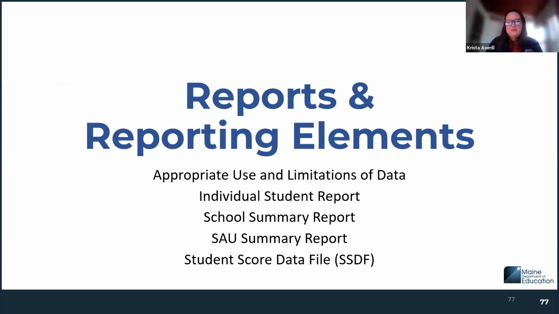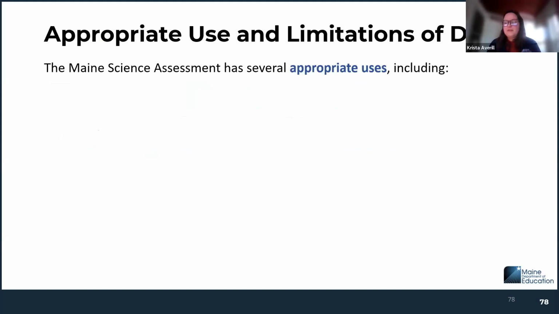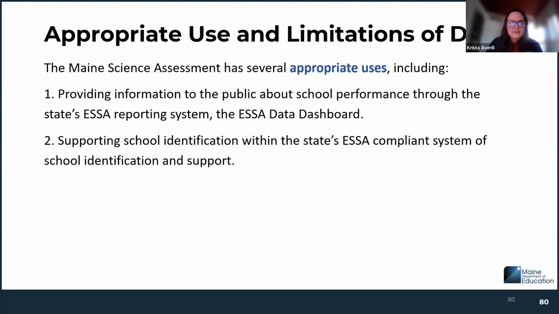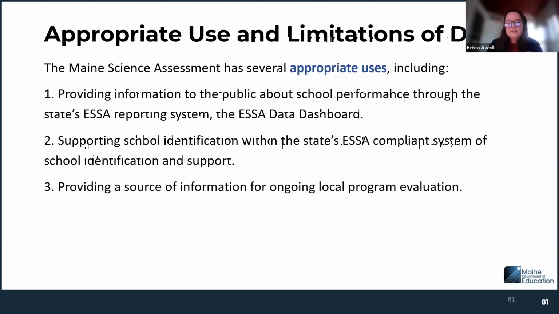So let's look at reports and reporting elements. First, I want to talk a little bit about appropriate uses and limitations of data. So Maine Science Assessment data has several appropriate uses as a state assessment. That includes providing information to the public about school performance through the state's ESSA reporting system. So that's the ESSA data dashboard. And supporting school identification within the state's ESSA compliant system of school identification and support. That is a potential use of state assessment data. And providing a source of information for ongoing local program evaluation.